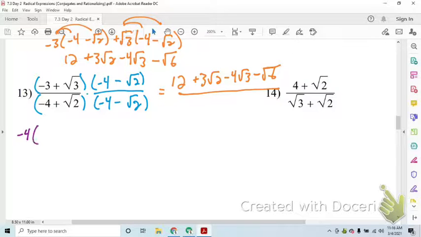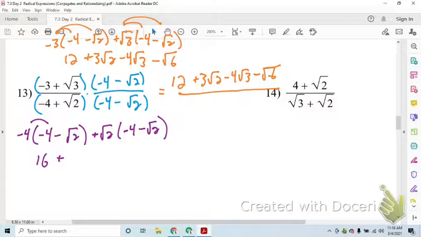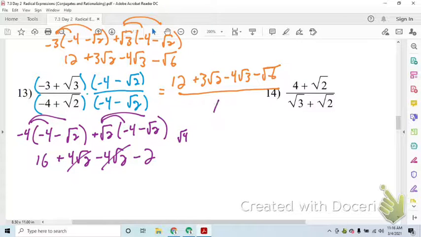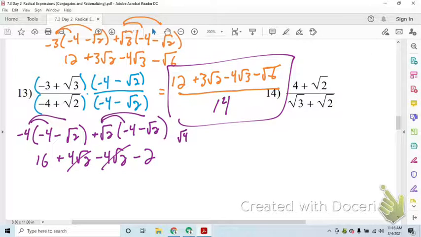So negative 4 times negative 4 minus root 2. And then plus root 2 times negative 4 minus root 2. So this will be 16 plus 4 root 2 minus 4 root 2, and then minus, maybe square root of 4, which is 2. So those two go away as they should, and we get 14 as the denominator, and that's it. Thank you very much for listening.